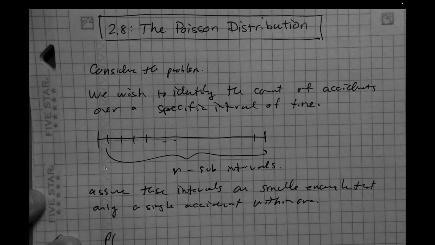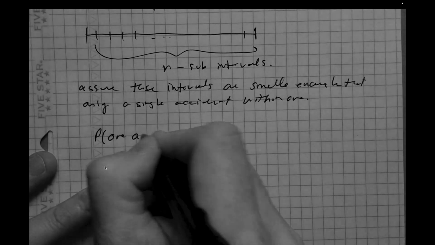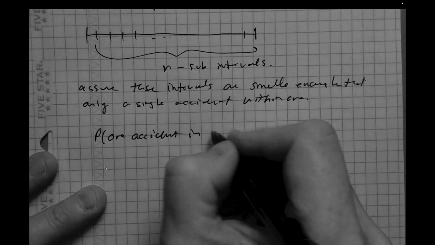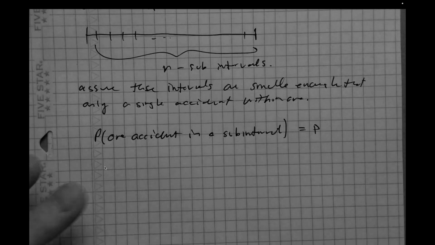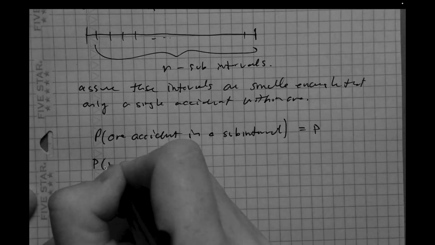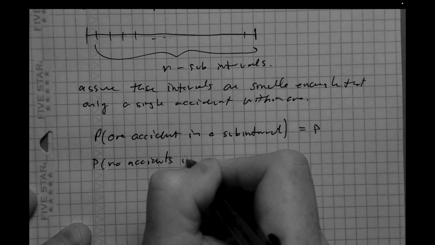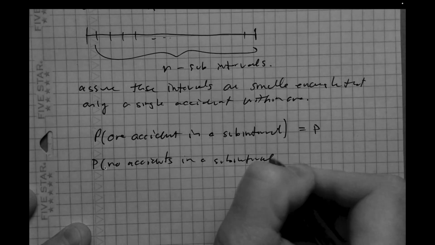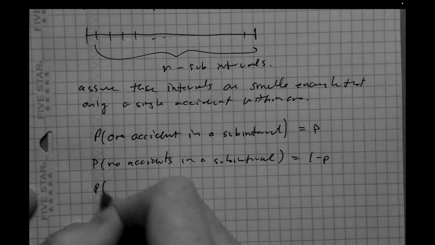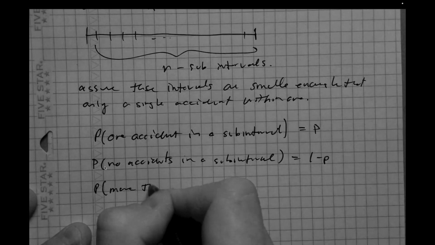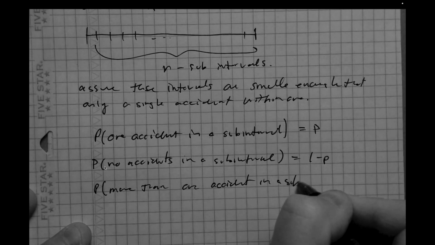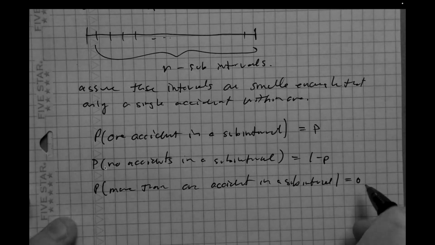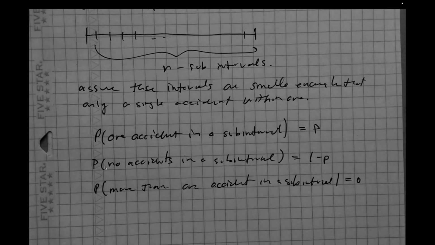Let's say that the probability of one accident in a subinterval is equal to p, and the probability of no accidents in a subinterval is equal to 1 minus p. Then of course the probability of more than one in a subinterval is equal to 0, because we've set the interval so small that this just can't happen.